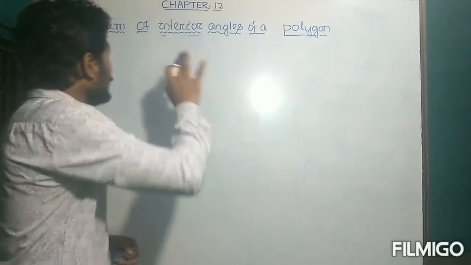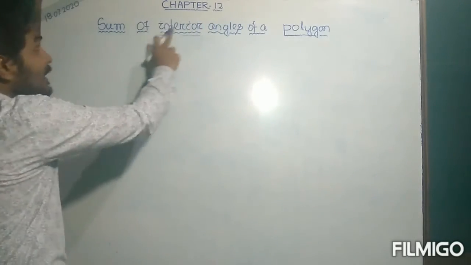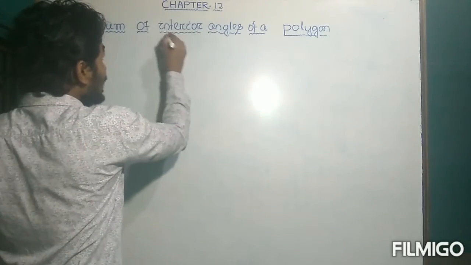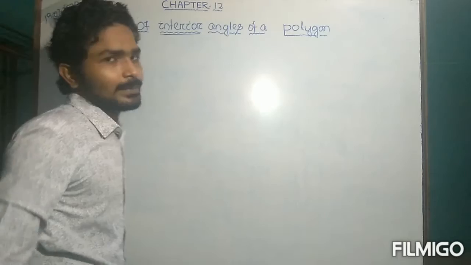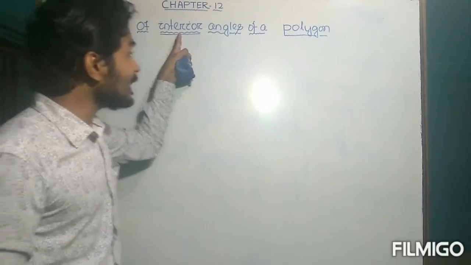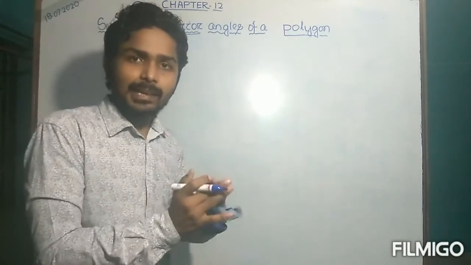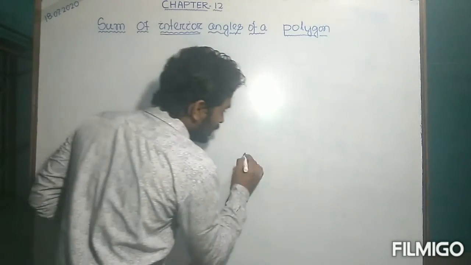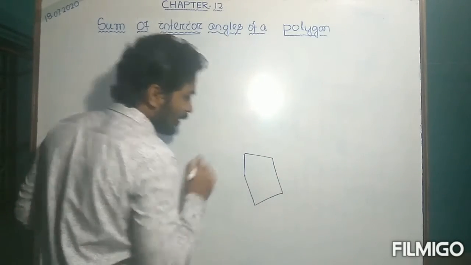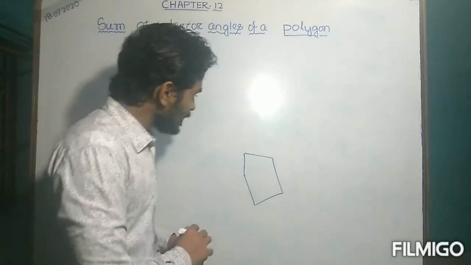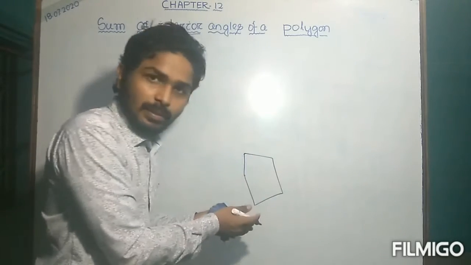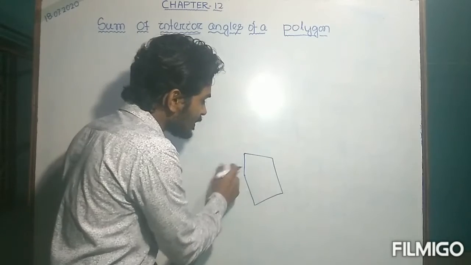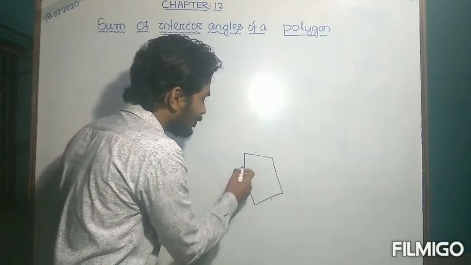Clear? So before finding the sum of the interior angles of a polygon, we will learn the meaning of interior. Interior means the angles which are lying inside a closed figure. Suppose this is a polygon. It is a polygon because all the sides are closed by straight lines. How many sides are there? You can see there are 1, 2, 3, 4, 5 sides.